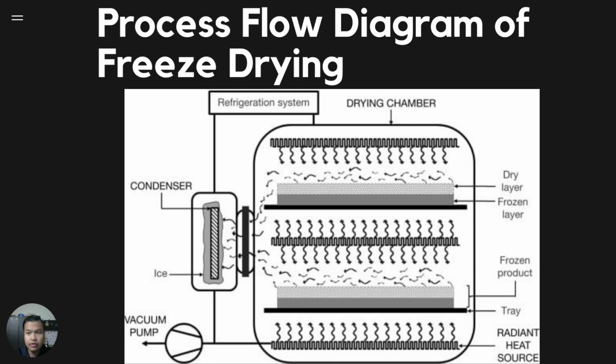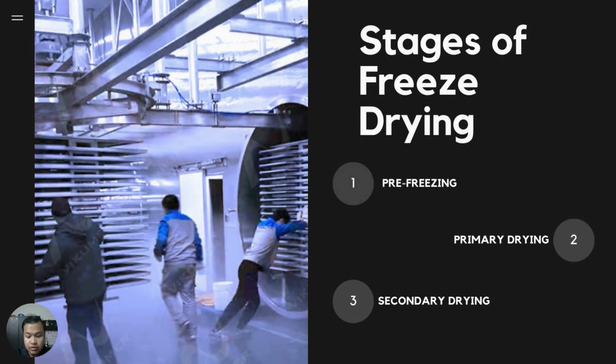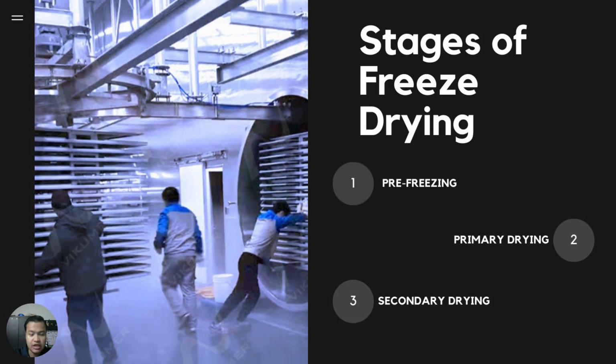And this water vapor will contact the condenser surface and be turned into ice crystals, which will release energy afterward, and these crystals will be removed from the system. So let me proceed with the stages of freeze drying.